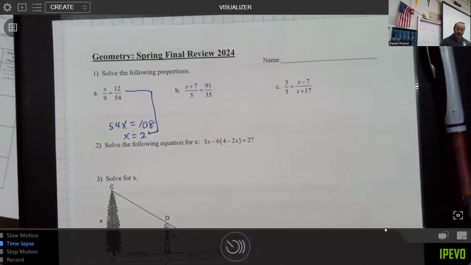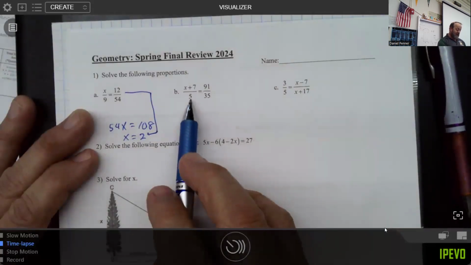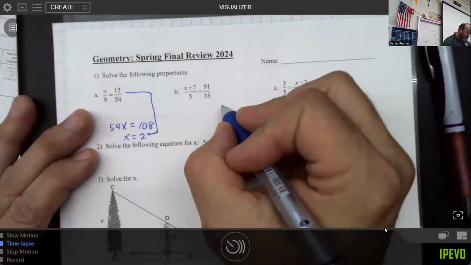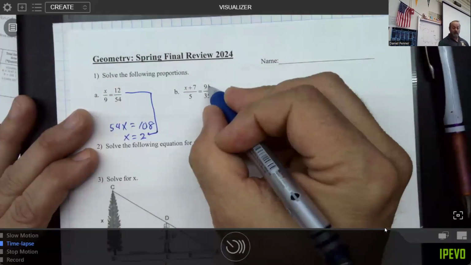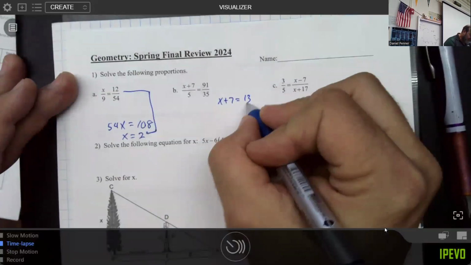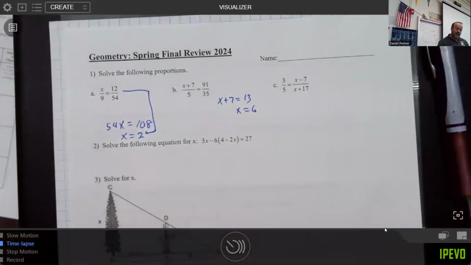Now, in that same way, we have that option right up here. I could see that 5 times 7 is 35. So if you divide by 7, this happens. So x plus 7 has to be whatever 91 divided by 7 is, which is 13, and we get 6. Now, again, like I said, if that's not the kind of thing that you recognize readily, it's okay.